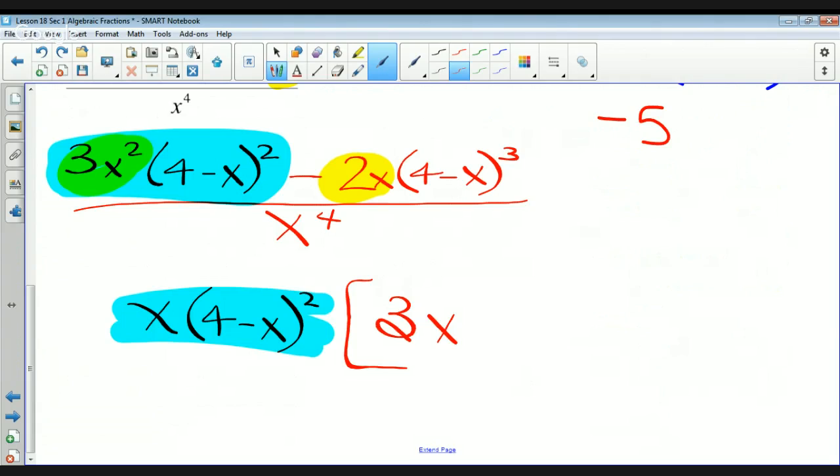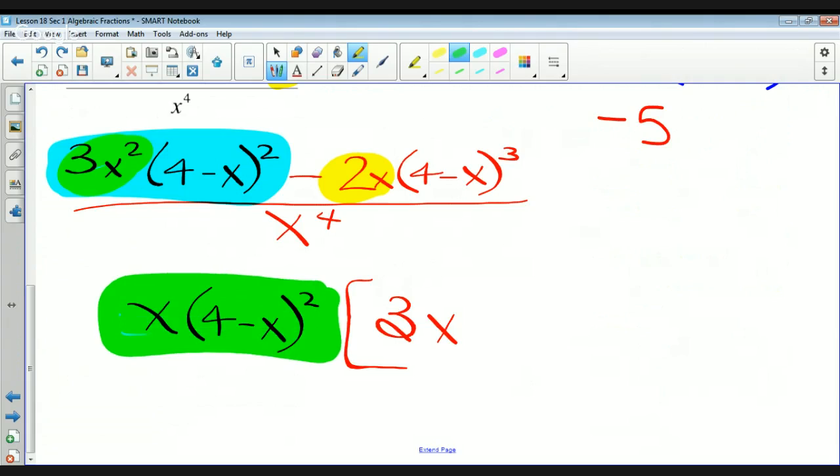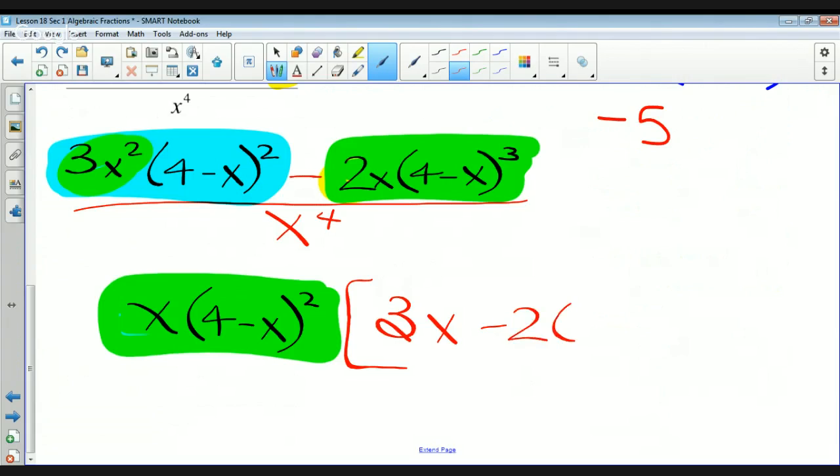Then now you need to do the same thing. You need to say, okay, what times this will give me this? Negative 2, okay, times the quantity of 4 minus x. There we go. Do you see why I put the square bracket now? You don't have to, as long as you can keep up with all those parentheses, right? Okay.